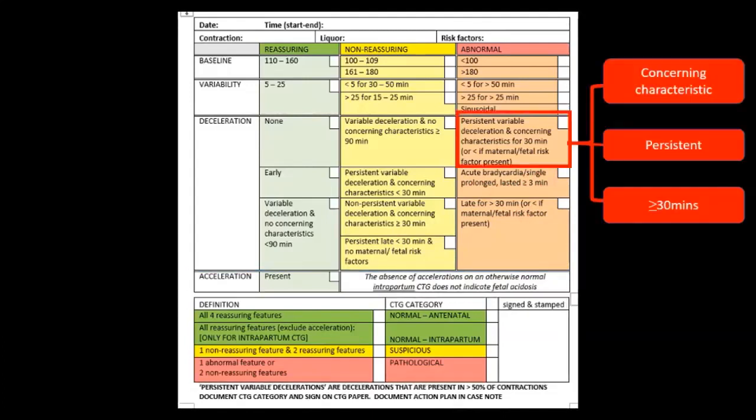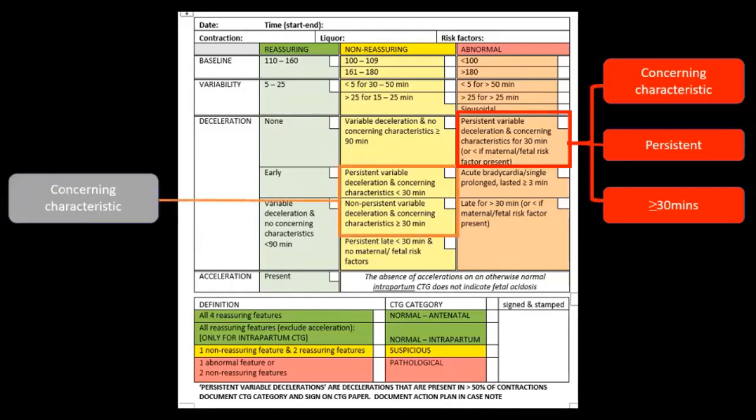All right, variable deceleration is a thing that always confuses everybody. For variable deceleration, you need to ask yourself these 3 questions. First, is there any concerning characteristic? Is this persistent? Persistent means that it lasts more than 50% of the contraction. And also, does the variable deceleration last more than 30 minutes or not? So if your answer is yes for everything, it is already an abnormal feature.